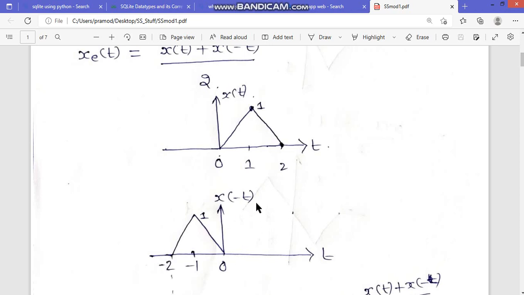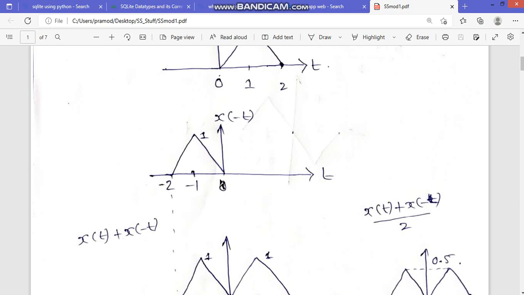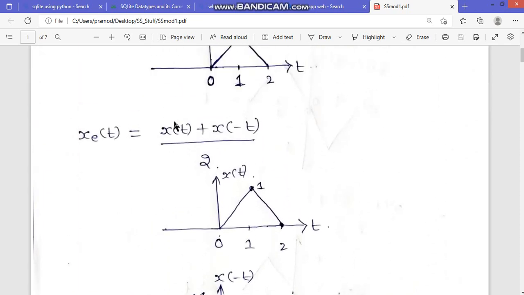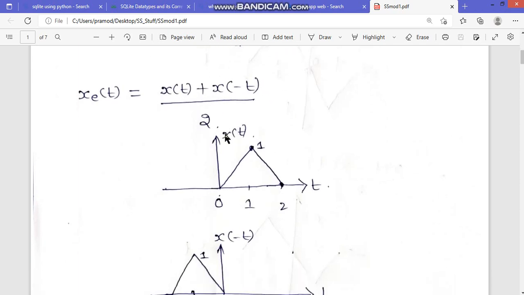So you got these values, right? So you just have to reflect this signal, like you have to fold this signal like this. Okay, now we found out x of t and x of minus t. So this is how you have to think. They are asking for xe of t, and this is the equation for that. I have found out x of t and x of minus t. What is the next operation you have to do? You have to add x of t plus x of minus t.